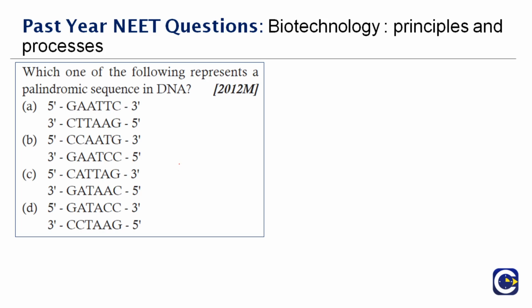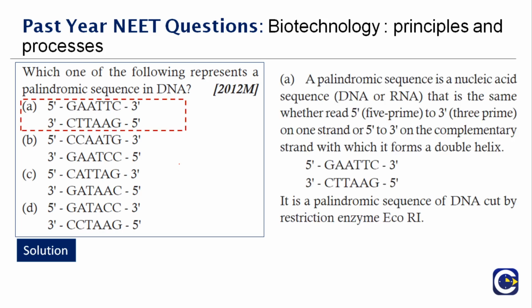So what is a palindrome first of all? How can you describe it? A palindrome is a word or a phrase or a sequence that reads the same backwards as forward. So even when you read it from the forward or from the reverse direction, it should have the same set. Forward and backward will be the same. So you can easily identify from this. The correct answer is option A.